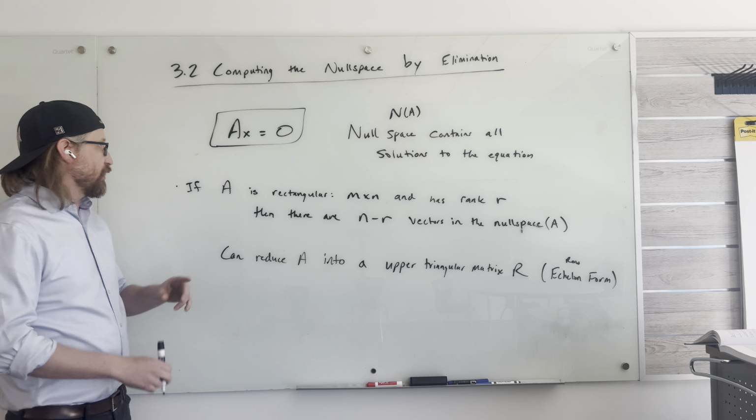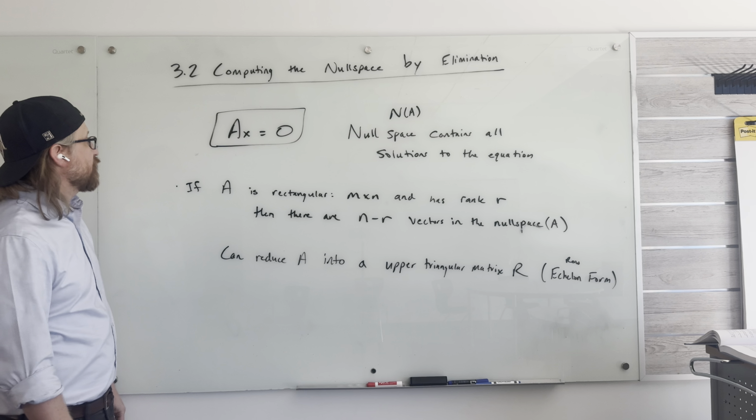Welcome to section 2 for chapter 3, where we're going to be computing the null space by elimination. The null space, like what we referenced in the previous section and videos, we're going to be looking at trying to solve this system of equations where I have my matrix A times my vector X equal to 0, where the null space again contains all of the solutions to this equation. So any vector that solves this equation, the null space is the combination of all of those vectors. So remember that those vectors span essentially the null space.